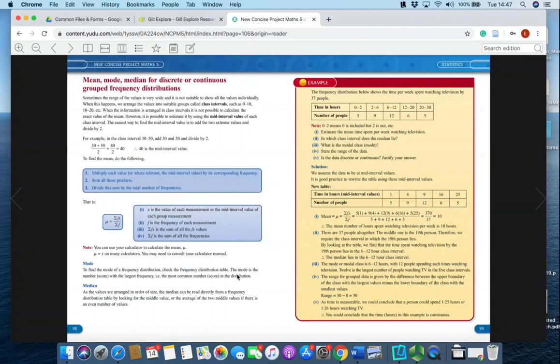Mode: again, you just look at the frequency distribution, and the number with the largest frequency is the mode, or it could also be called the modal interval. Median: as the values are ranged in size, the median can be read directly from a frequency distribution table by looking for the middle value. As this one's much more common on your course, let me do this one.